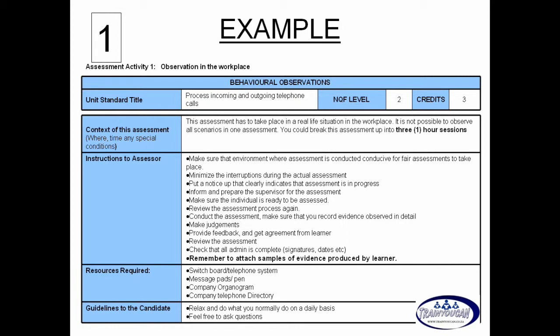Next, start by completing the instruments. Now, instruments is a fancy word used for your different types of test papers, for example, observation, written test, interview, role play, game or workplace evaluation.